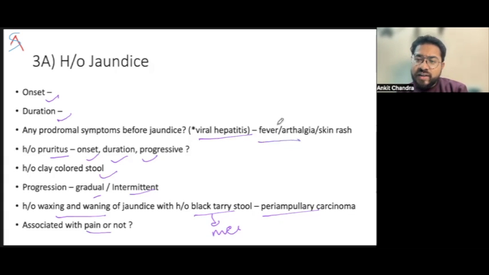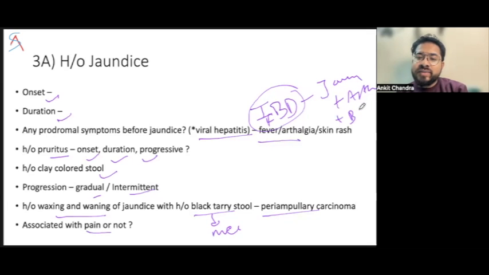Just one point here. In case of inflammatory bowel disease, you will have jaundice, you will have arthritis, and disturbed bowel and bladder habit will be there. So that can give you an idea that maybe it's Crohn's or ulcerative colitis.